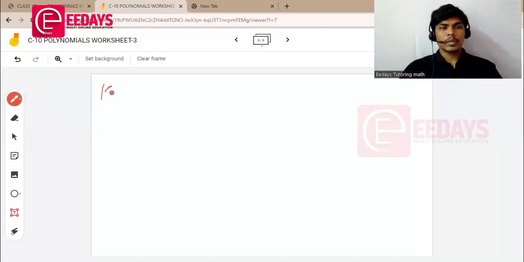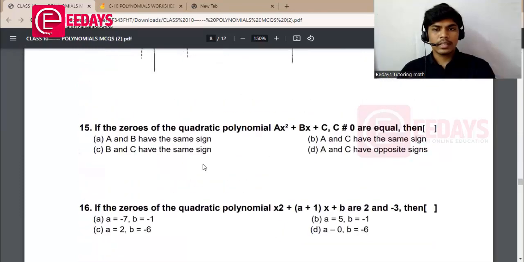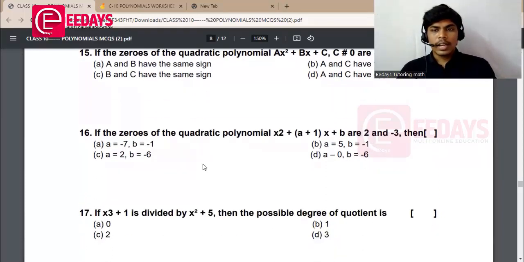Let's move on. Sometimes they give graph-related questions, so try to practice questions like that. I think this is the same question we just solved. The zeros of the polynomial are equal. So skip this question and go to the next question.